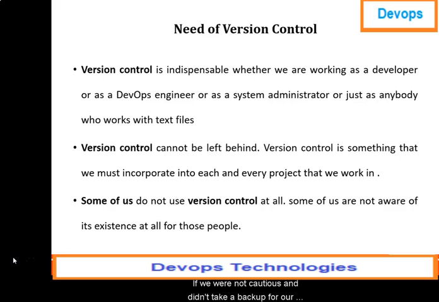If we were not cautious and didn't take a backup of our application, we will be in big problem. We will have to maybe rewrite the whole application again. This is a lot of time to waste, a lot of effort. So version control will give us a way to track our changes, a way to keep branches of our code that we can switch from one branch to another.